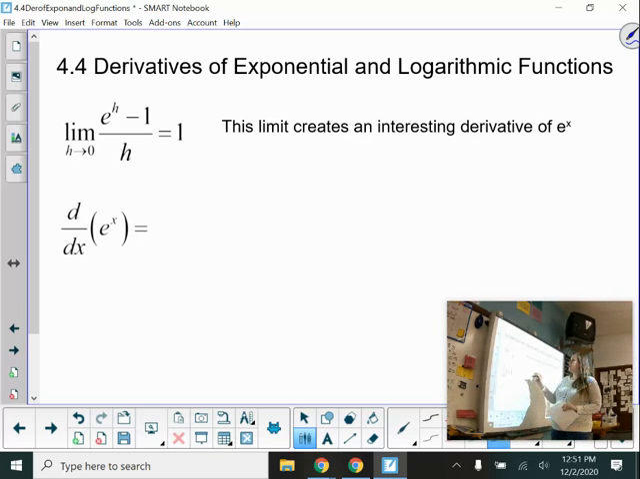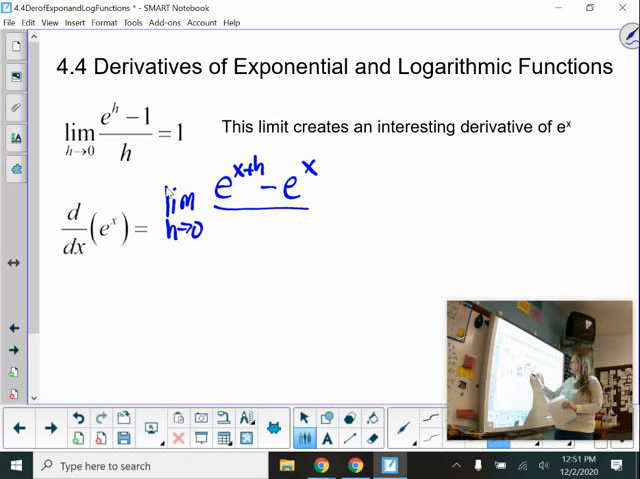So the first thing we need to do is set this up. We have the limit as h approaches 0 of e to the x plus h minus e to the x, and then the whole thing all over h. So again, remember, this is the derivative from x plus h to x, they're h apart, so this is how we would set this up.